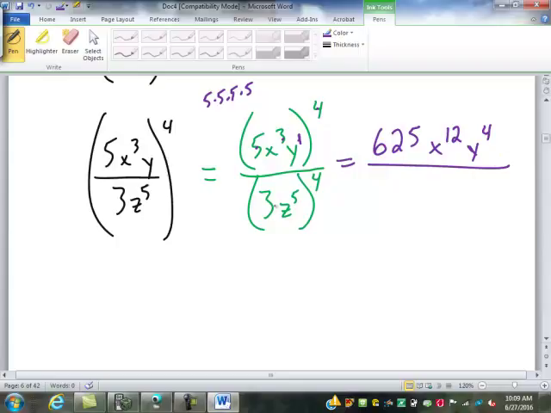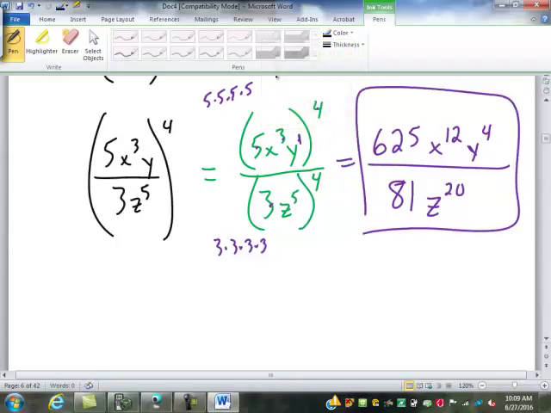Okay, now we go to the bottom. 3 to the 4th power is 3 times 3 times 3 times 3, which we just saw up above is 81. And z to the 20th. Very good. 5 times 4 is 20. And that is it right there. Because this is y, there's no power there, so it's y to the 1. So it's just 1 times 4.